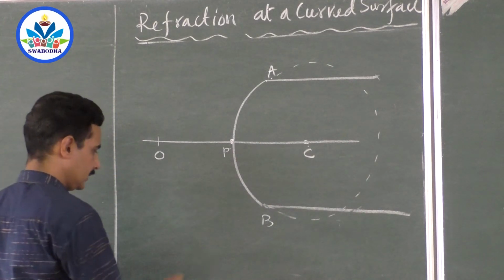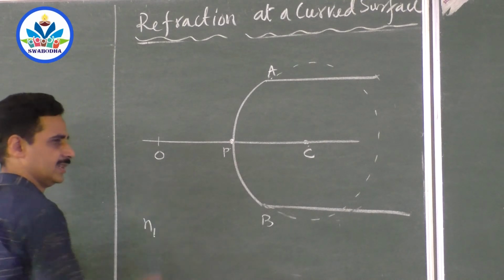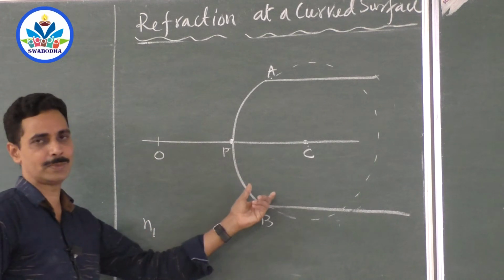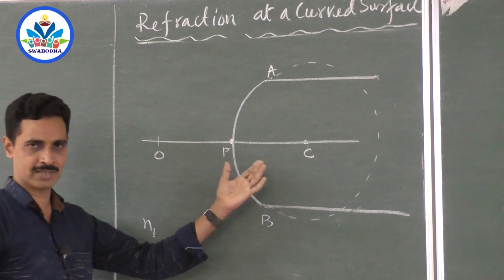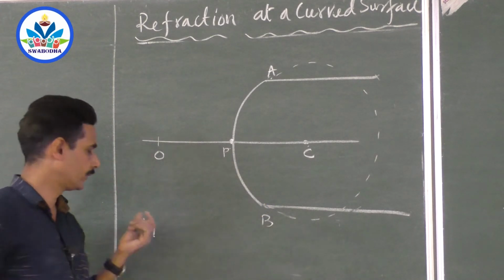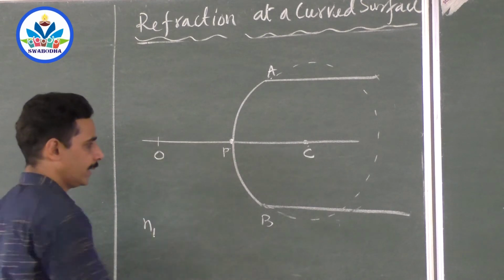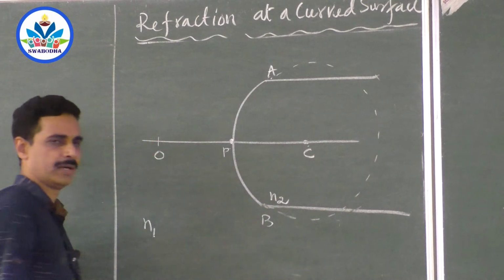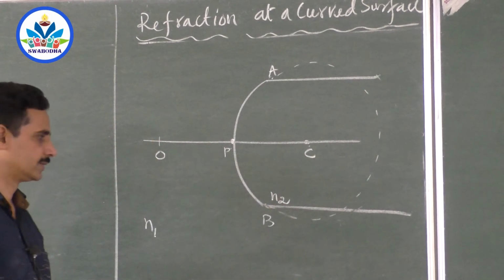Okay, now for the time being I'll take that this is immersed in some liquid, having a refractive index N1. Suppose this glass rod or a test tube is kept in air, of course N1 becomes 1. And the absolute refractive index of this medium, say this is N2. It is made up of glass or water, whatever it is.